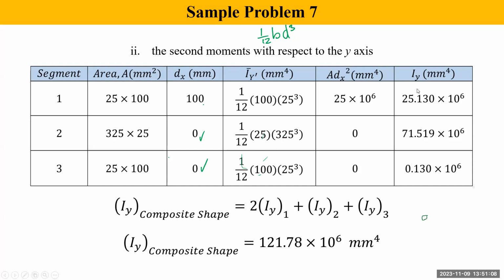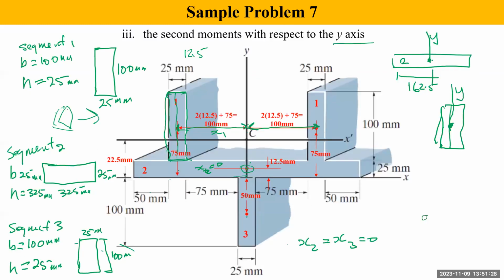And therefore you would simply add these values here, but you have to double this one because it's two of them, and you add them together. So that is simply how you do the different axes. So you have the x-axis and you have the y-axis.